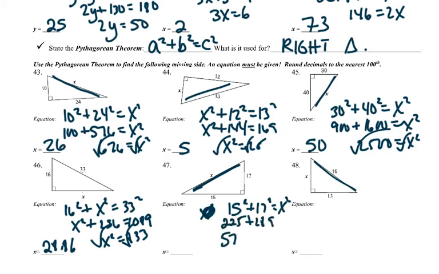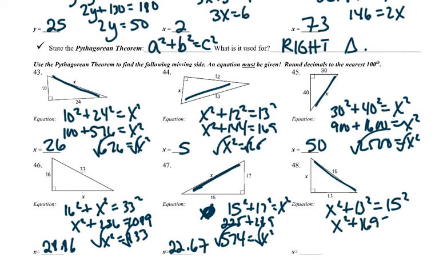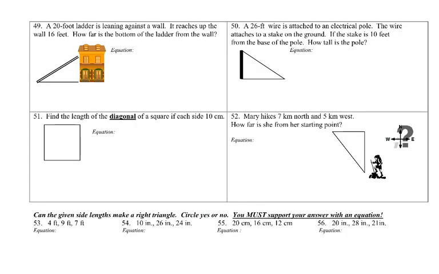So that's 574 equals x squared, and the square root of that is 22.67. Notice I'm always rounding to 2 places after the decimal. So this one here is 225. When I subtract, it is 56, and the square root of 56 is 7.48. So 3 came out even and 3 were decimals.